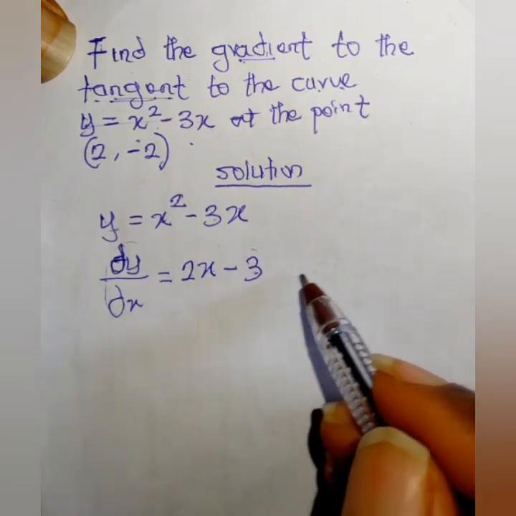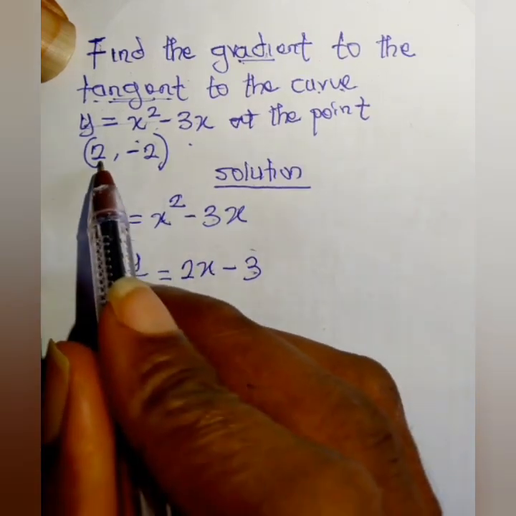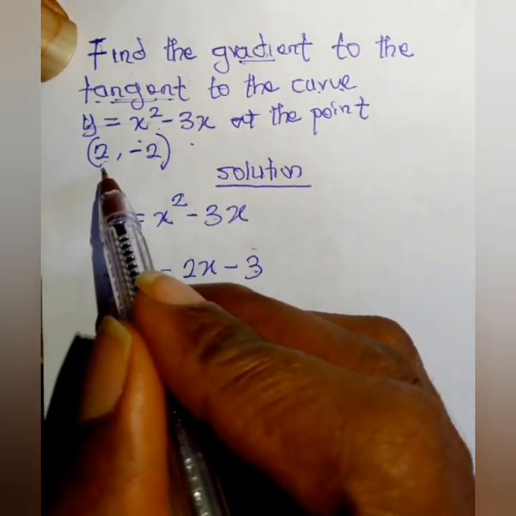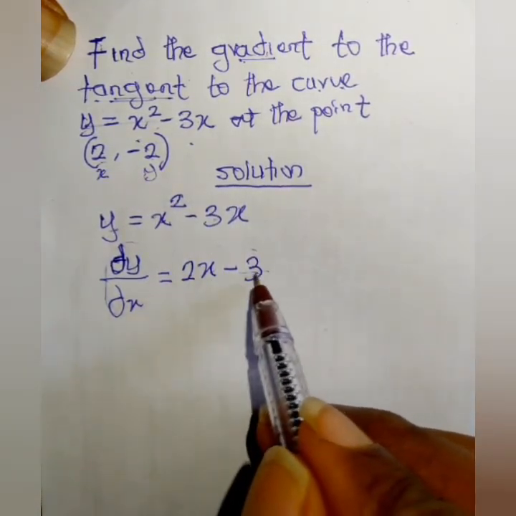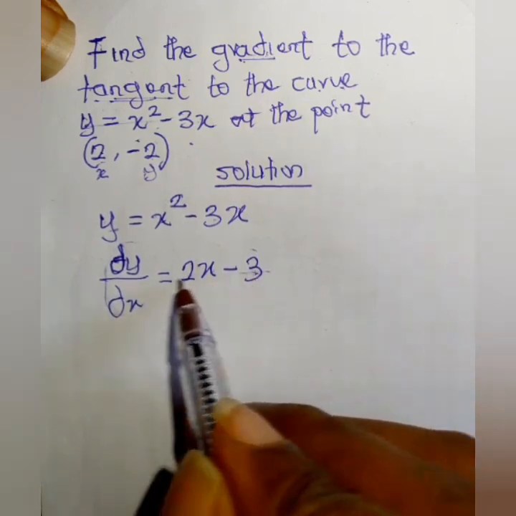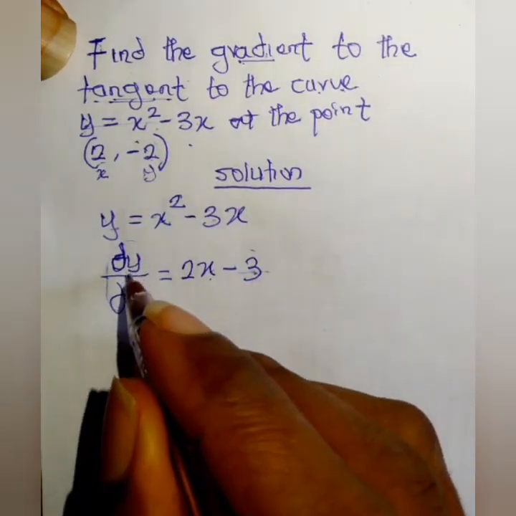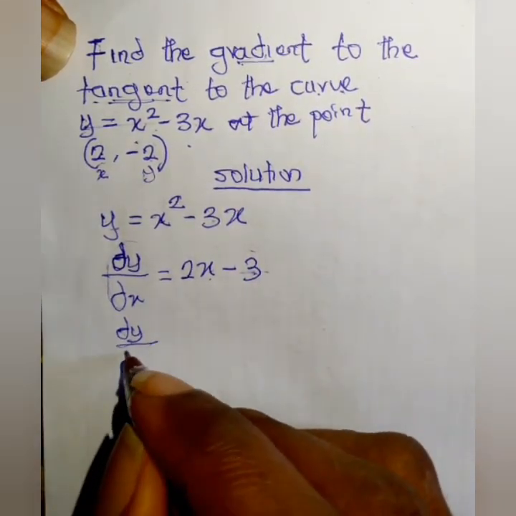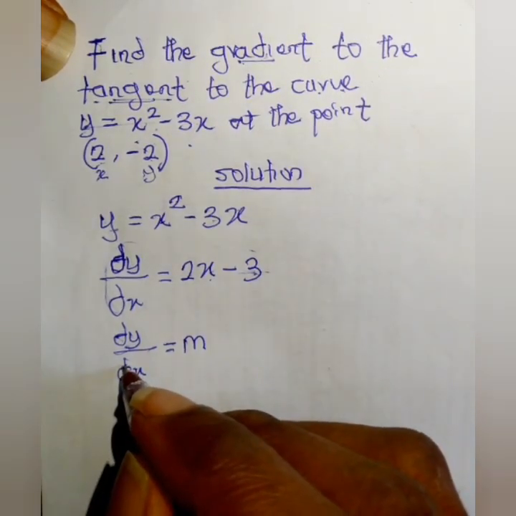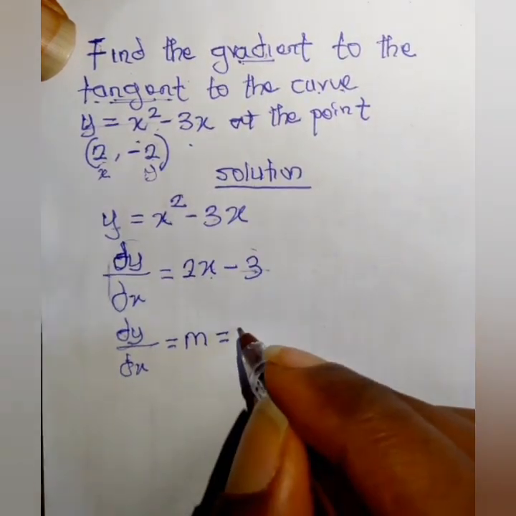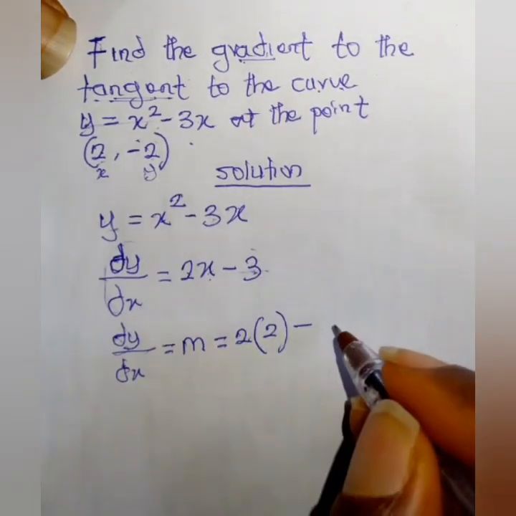What do we do now? To get the absolute value of my gradient, I will input my values. This value here is x, and this one here is y. But if you look at my gradient here, I only have x there, so I have no business with y for now. I will then say my gradient, which is dy/dx, which can also be called m. Please take notes. Gradient can also be called m, is equal to 2, where I have x, I'll replace it with 2, and I have minus 3.